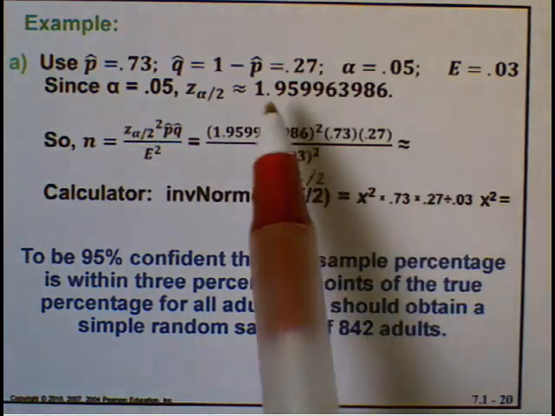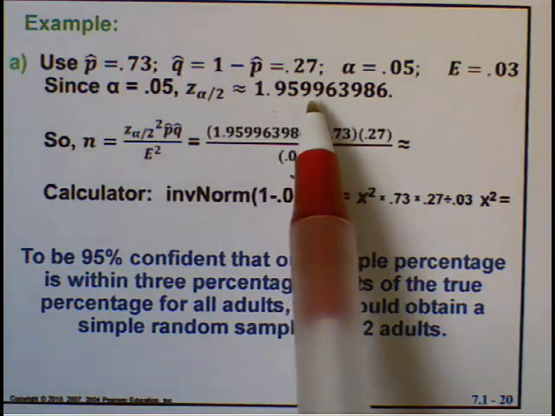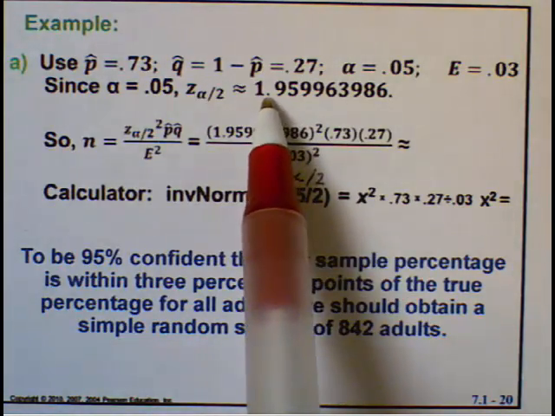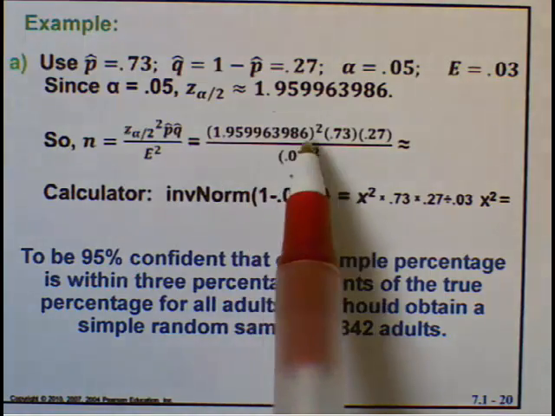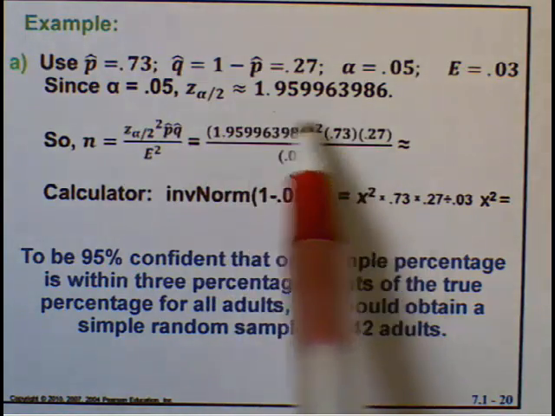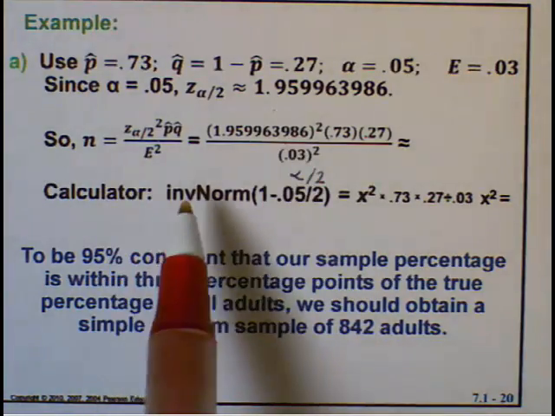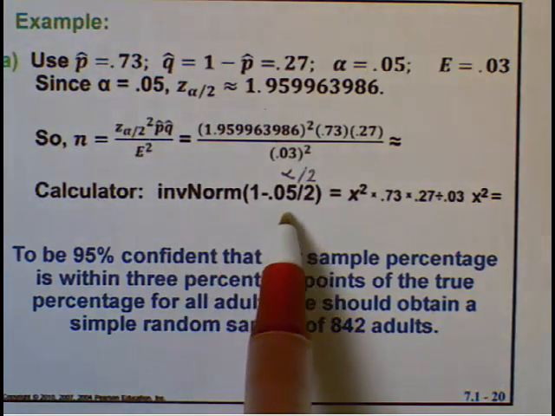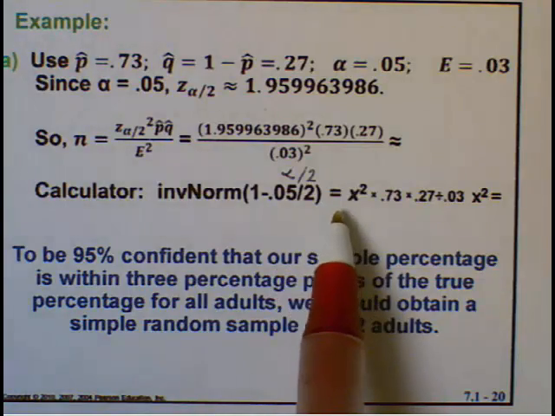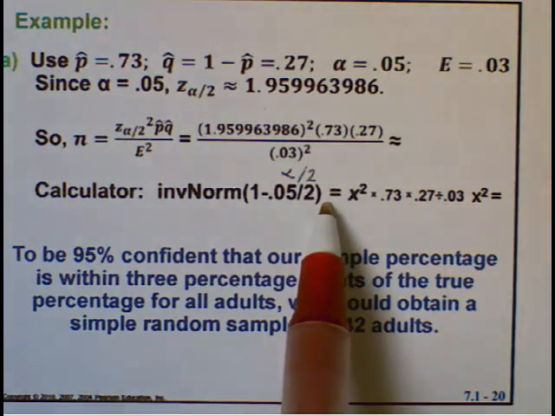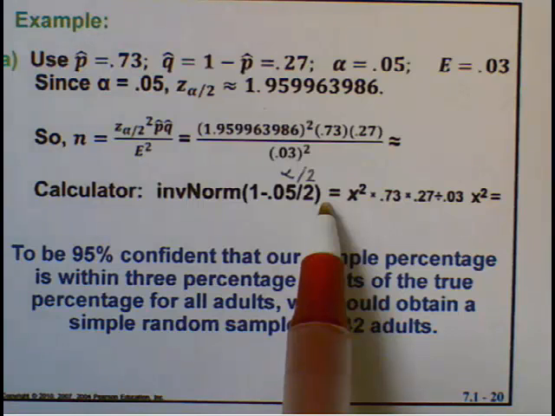In math, you never round in the middle of a problem. So instead of rounding that 1.9599 to 1.96, I'm going to either use the whole value, write it all down and type it back in. That's the slow way. Or I'm going to type inverse norm 1 minus 0.05 divided by 2 equals, and then continue the formula without writing that number down.